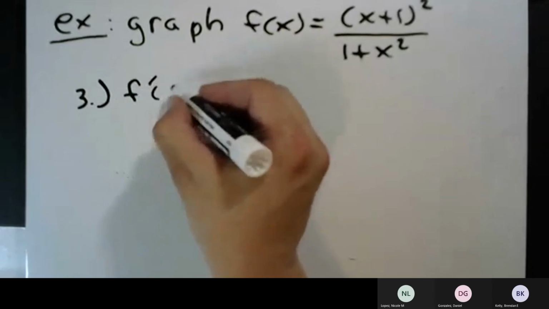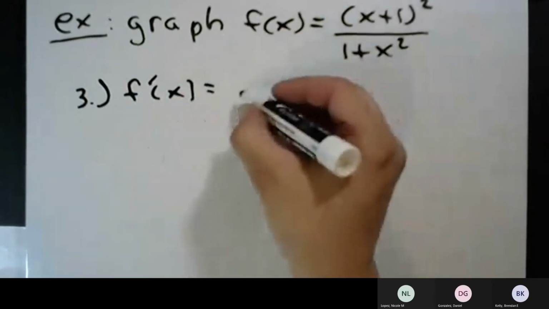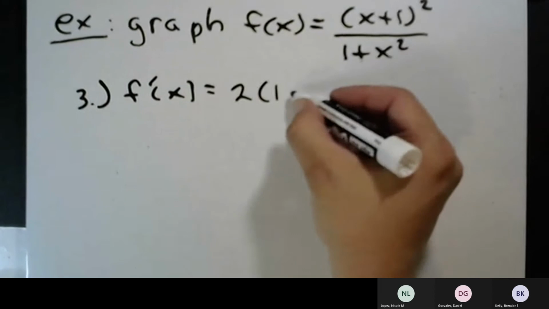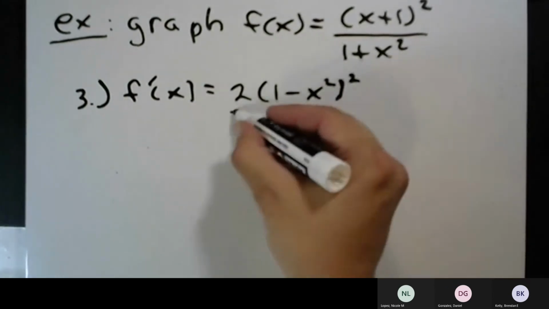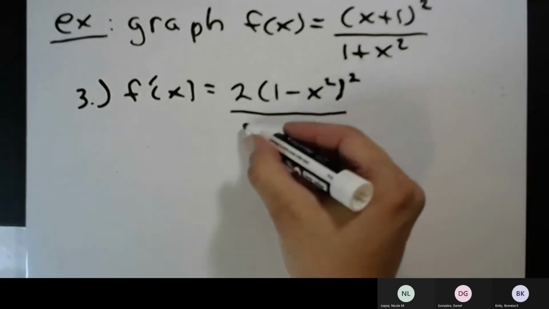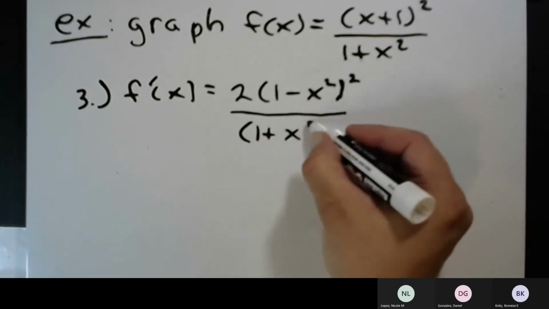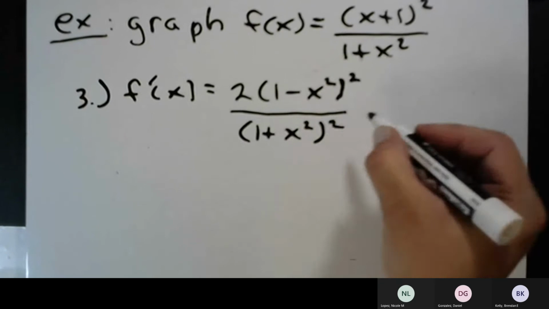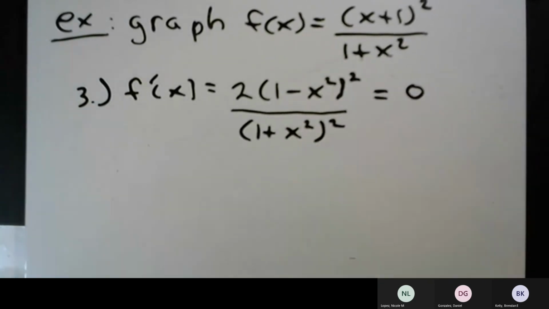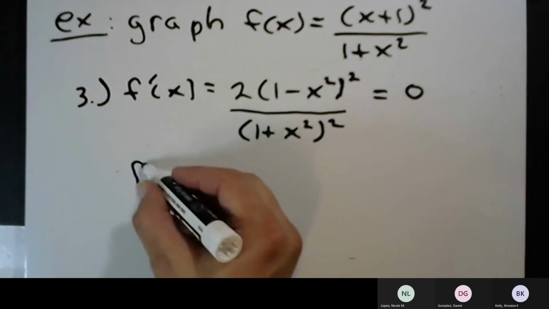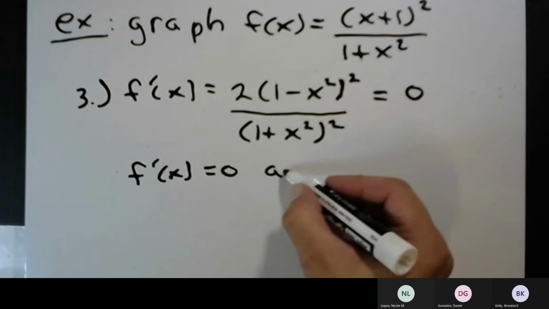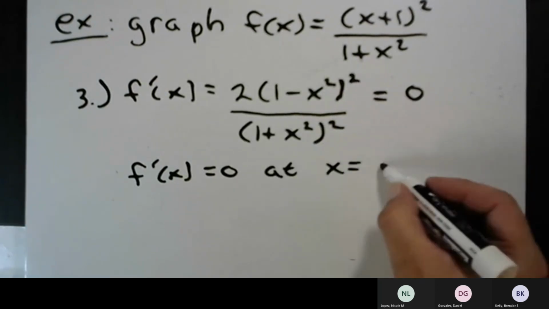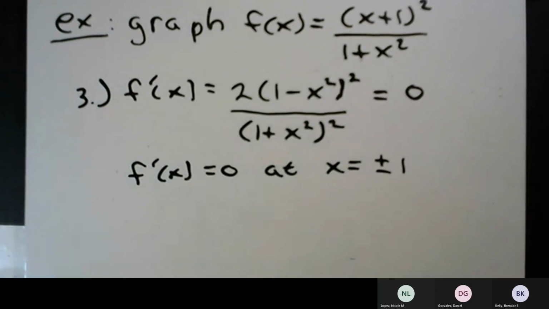So f prime of x, which was 2 times (1 minus x squared), over (1 plus x squared) squared. I'm going to set this equal to 0. And where this is going to be equal to 0, it's going to be x is plus or minus 1.